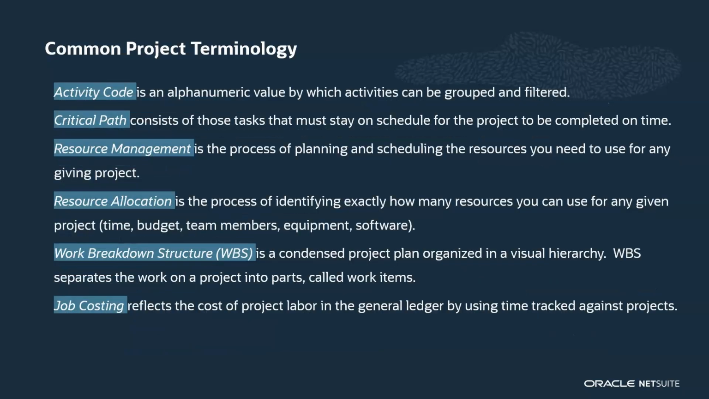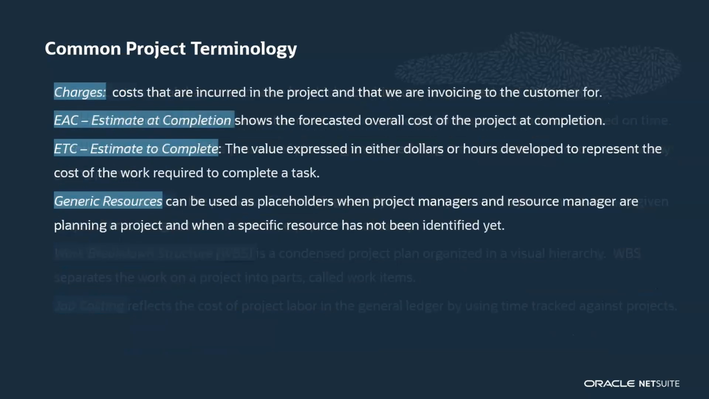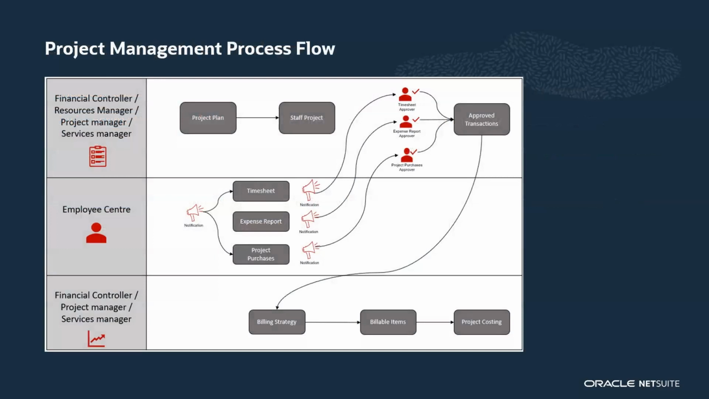Some other terminology out here: activity codes, critical path, resource management. Ali will be talking about most of those in the system and actually demonstrate some of these features. And then we have also generic resources here, the last one, that's one that he will talk about. And then in our Project 360 SuiteApp, we look at the field called estimate at completion. So these are just terms in case we need to come back to them.